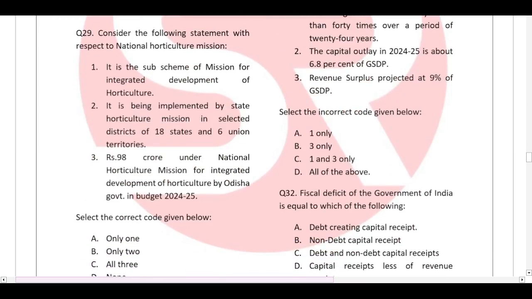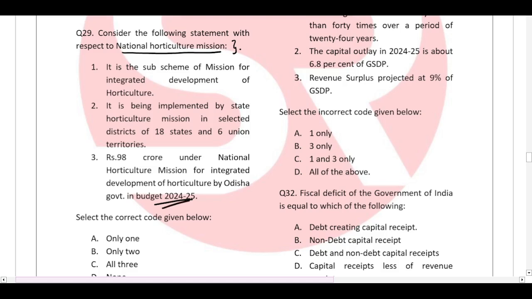Question number 29. It's about the National Horticulture Mission. It is a sub-scheme of Mission for Integrated Development of Horticulture. It is being implemented by the State Horticulture Mission in selected districts of 18 states and 6 union territories. 98 crore under the National Horticulture Mission for Integrated Development of Horticulture by the Odisha government budget allocations 24-25. So this is talking about the horticulture mission and the facts are picked up from the budget 24-25.